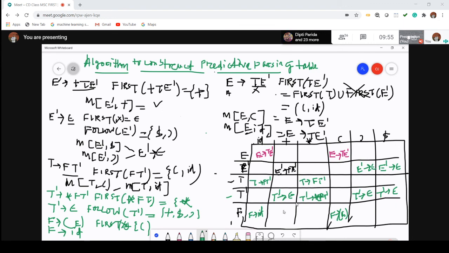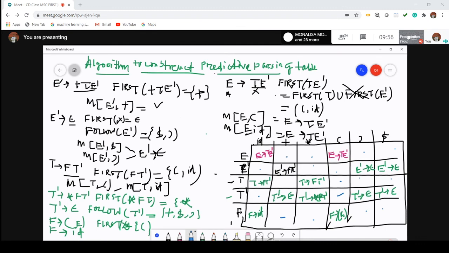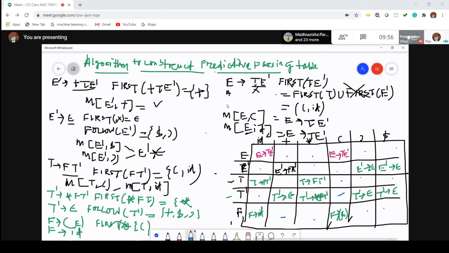Now you can check, there will be some places left blank, and those places are called errors. What is the meaning of this error? On E, if it reads plus, star, right parenthesis or dollar, it will go for the error. The rest are called errors. So this is the exact mechanism of how to make entries into the predictive parser table by using the first and follow sets. Okay.